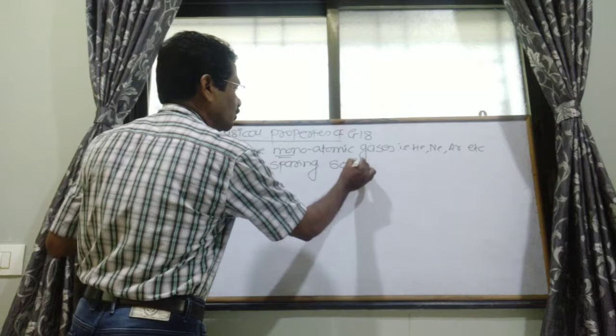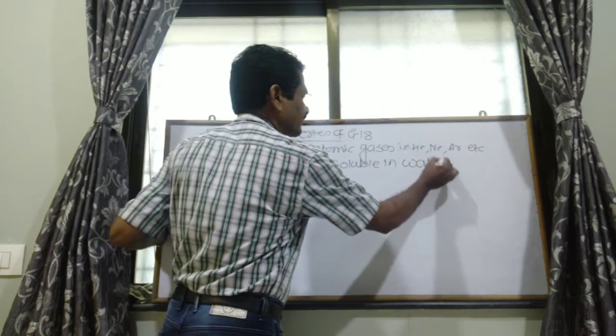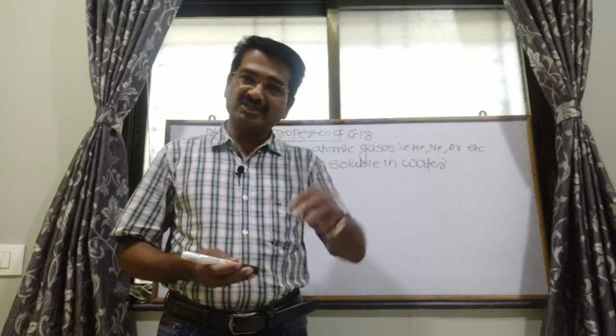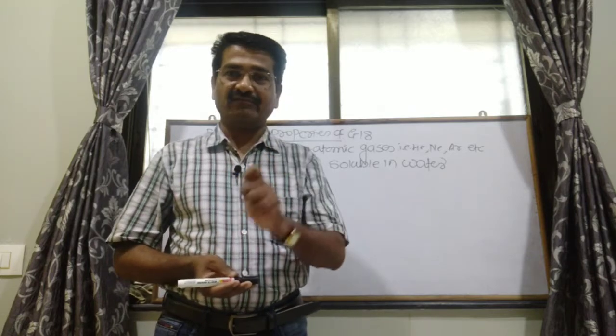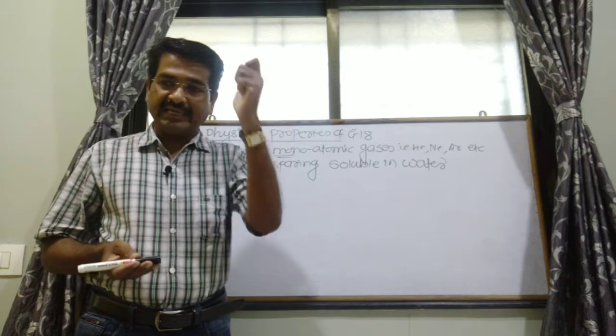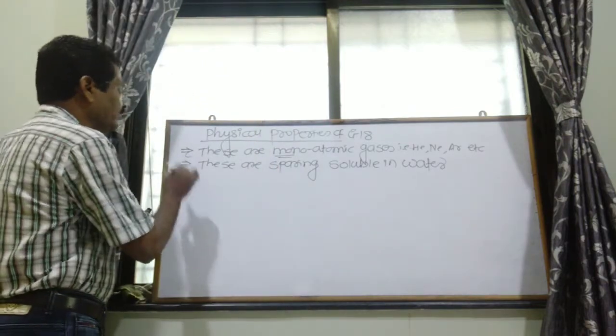Sparingly soluble in water. All the monoatomic gases can dissolve in water, but only slightly, partially. So it is called sparingly soluble in water. It has low melting and boiling points.